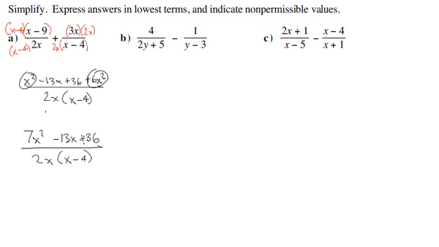Okay, these aren't all divisible by 2, so I can't cancel that. They don't all contain x's, so I can't get rid of the x. I don't believe there's any connection to x minus 4, so we'll leave that alone as well. So all that remains is non-permissible values.